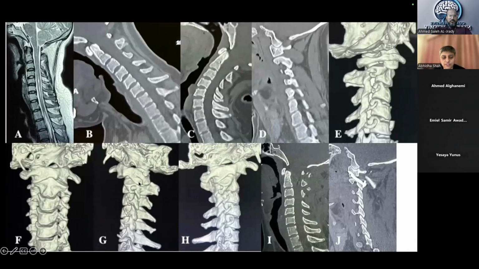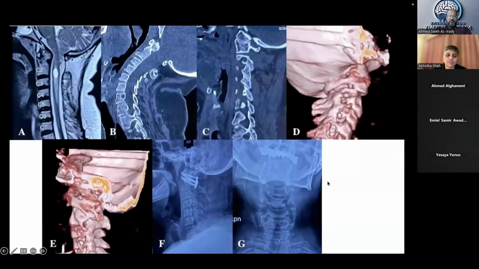So you see in this patient again, how the C1 is practically fallen out of the C2. They are completely out of touch with each other. They are overhanging on each other. And here we've done a C1, C2 fixation and the patients have done well.